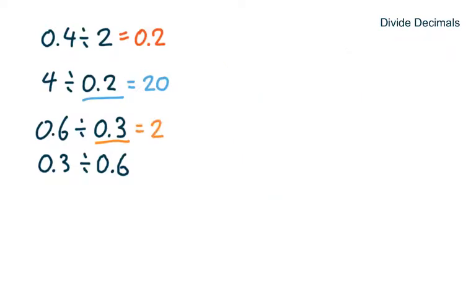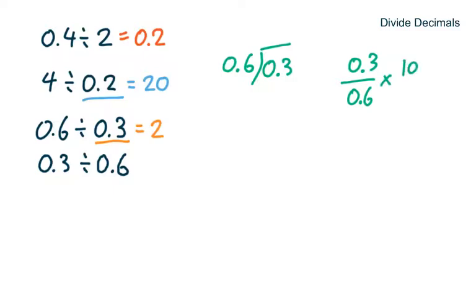And lastly, we have 0.3 divided by 0.6, so this time the dividend is 0.3. The divisor that stays outside is 0.6. And we know that we need to multiply both the dividend and the divisor by the same power of 10. And again, here we're just multiplying by 10 for both, and we get 3 divided by 6. Or if you want to show the work, you can write the arrow here.